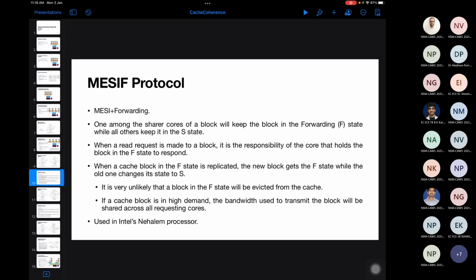Okay, but now tell me, let us say core 1, core 2, core 3 all have the data, and core 3 is the latest reader. So the block is in F state in core 3. And unfortunately, core 3 evicted this particular block. Now who is going to get the leadership? Core 1 or core 2 or none of them? Any idea?